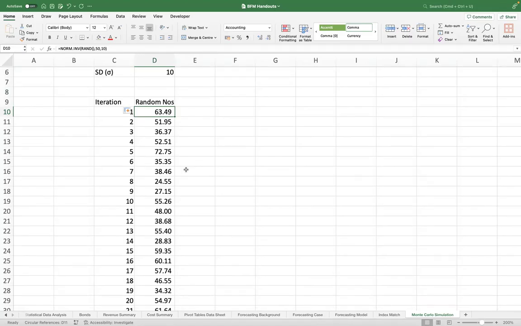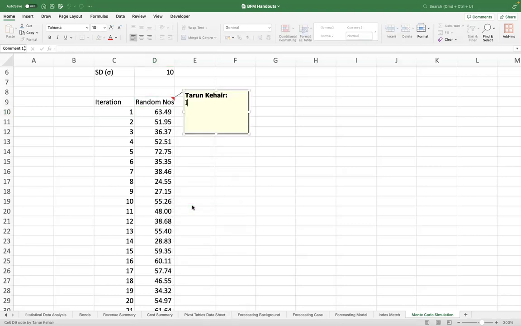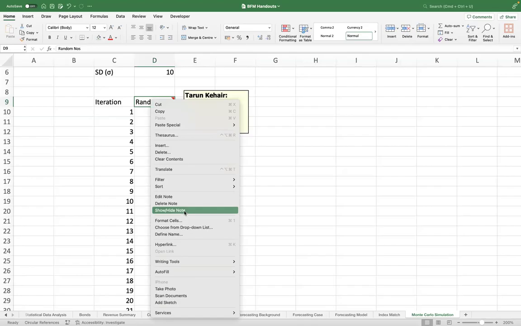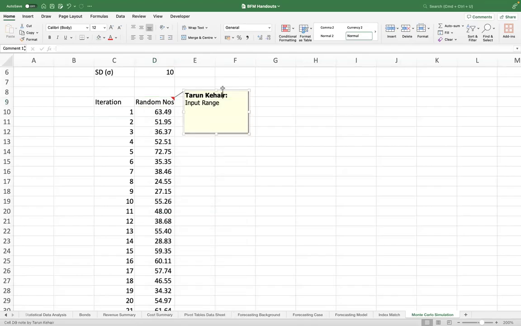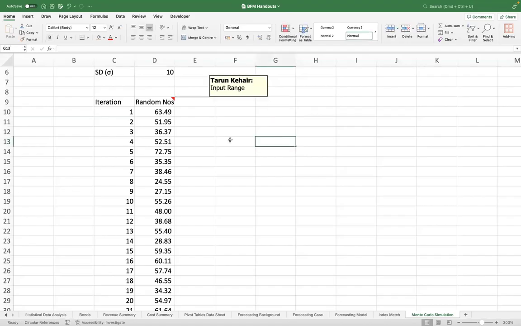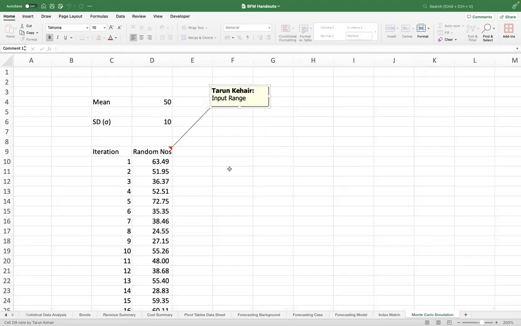Now random numbers are generated now. So what does this become? This becomes your input range. The input range was created using the NORM.INV function, which had the random probability distribution embedded in it. Next thing is to create the bin range.